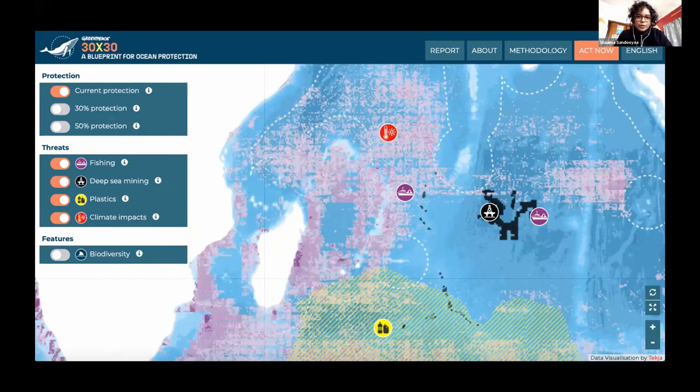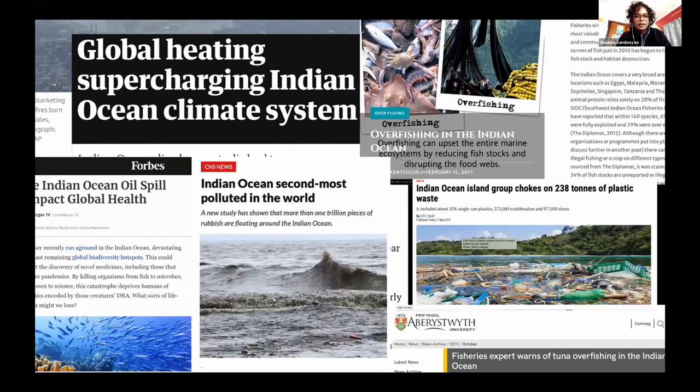So basically, we know that the Indian Ocean is threatened by many things, and the Southwest Indian Ocean is threatened by increasing temperatures, by intensive fishing and plastic pollution, deep sea mining as well. I wanted to put more things about what are the threats that are actually occurring here, but we're not really hearing about it because there are more pressing issues. But we are seeing that the Indian Ocean is being affected by these things, and these things are impacting the local communities on islands.